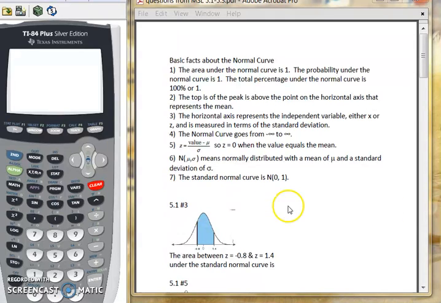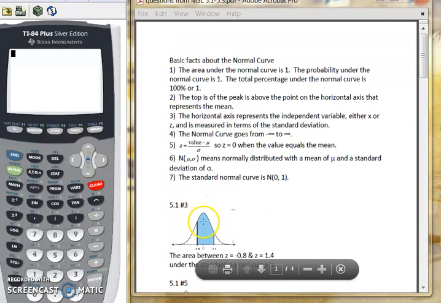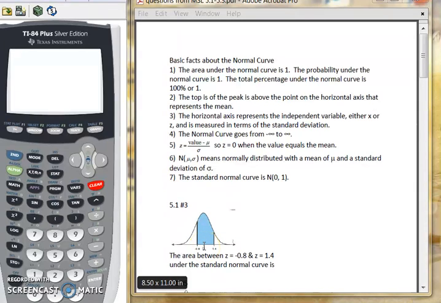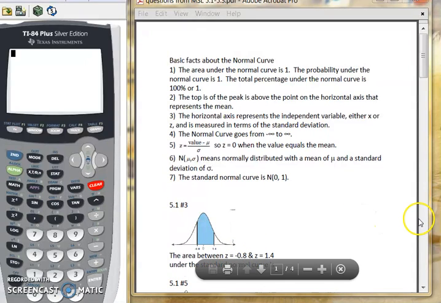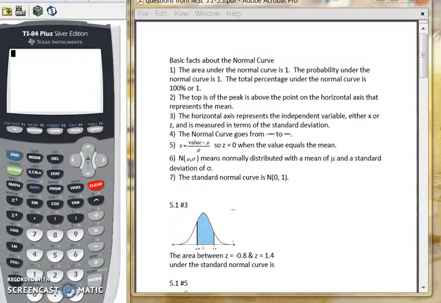The top of the peak is above the point on the x-axis that represents the mean. The horizontal axis represents the independent variable, which will be either, as a rule, x or z, and what we are measuring are how many standard deviations above or below the mean the point is. The normal curve goes from negative infinity to positive infinity.